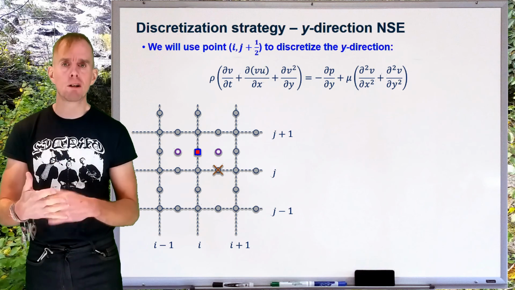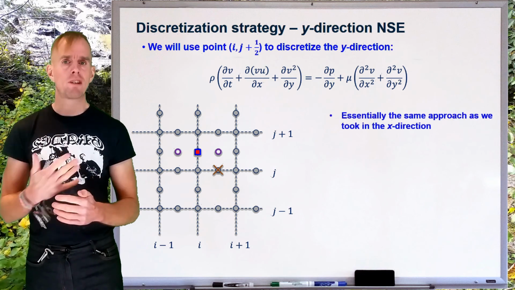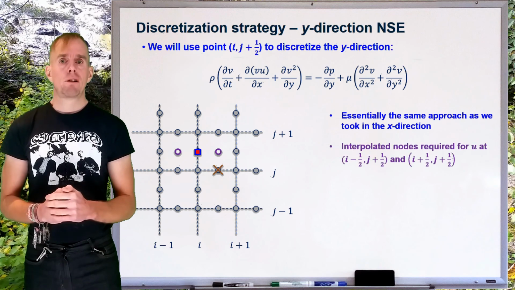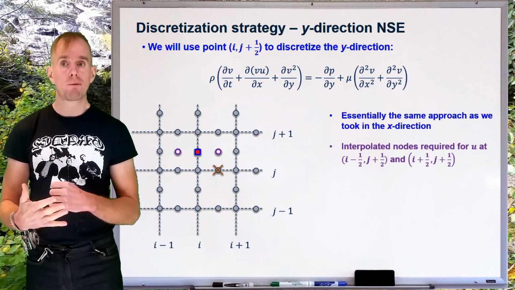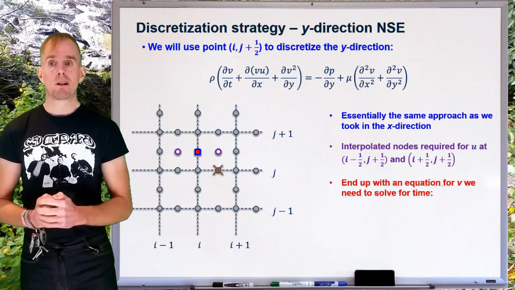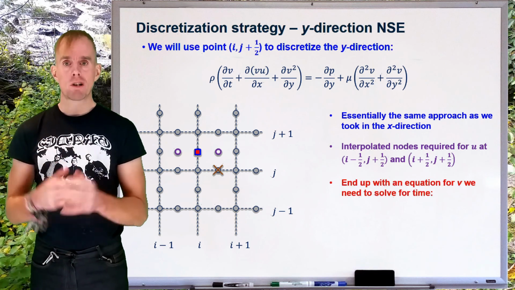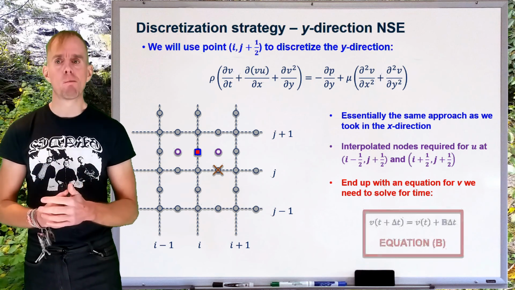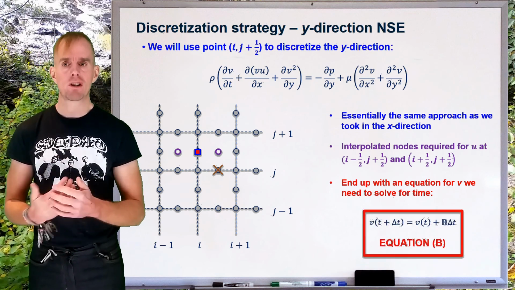So I'm not going to go blow by blow through all of this before. It's essentially the same approach that we took in the x direction. We're going to have to use some interpolation nodes for our x direction velocities, and we're going to end up with an equation for my y direction velocity, which is v, that we need to solve in time, and it's going to have a form very similar to its x direction counterpart.